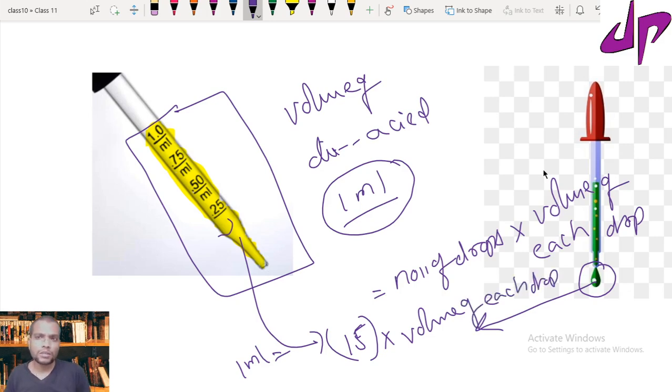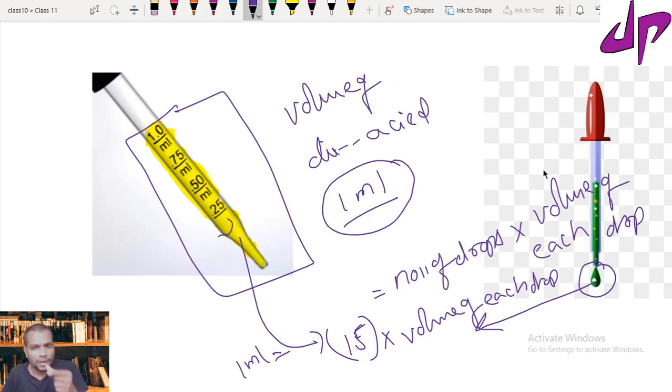Now here you will ask a question: sir, how do you find the volume of each drop? How can we find the volume of each drop? Suppose we know the radius of the drop, then we are able to find the volume of each drop. And if we multiply that volume of each drop with the number of drops, that equals how much volume we have taken. From the dropper we already know how much volume we are taking. For the experiment I am taking 1 ml.